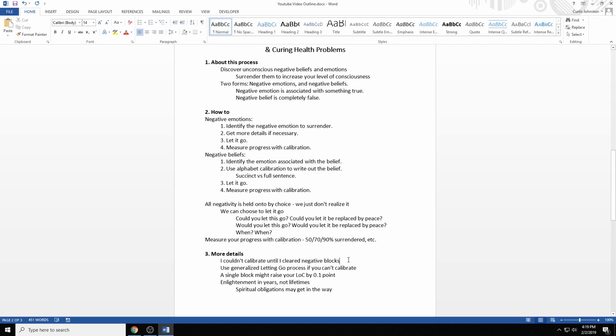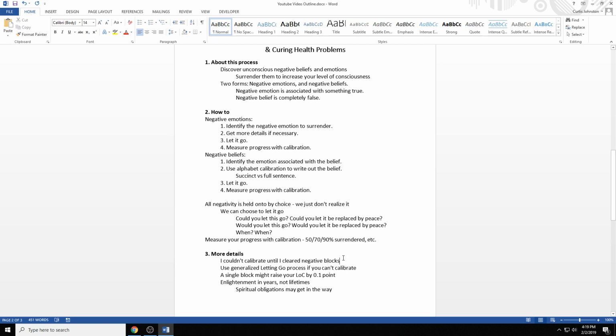I couldn't calibrate until I did this process with somebody else who helped me do it with his calibration. And he was not using alphabet calibration, he was using intuition to find my negative blocks. But it's a very similar process. I use alphabet calibration because I don't really have that good of intuition. Maybe I have some blocks inside me that are preventing it. That's probably true. But I couldn't calibrate until I surrendered the negativity that was blocking me from calibrating with the muscle test.